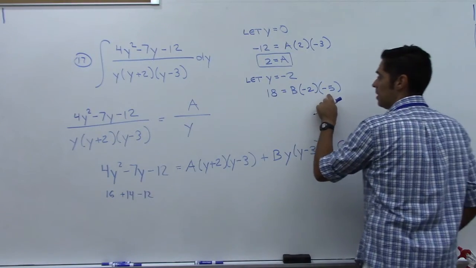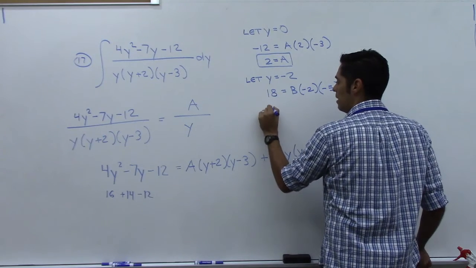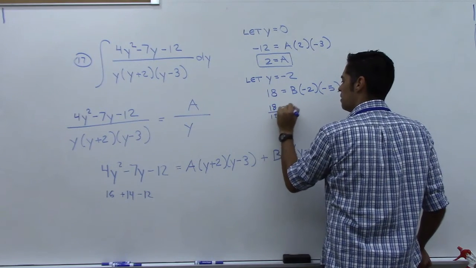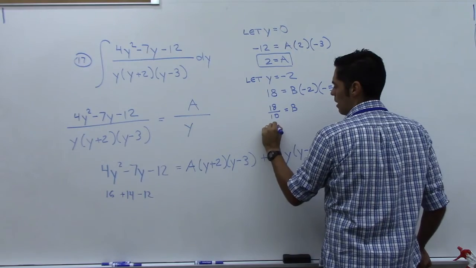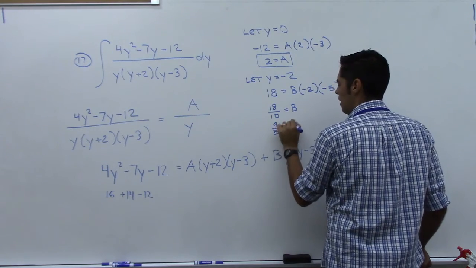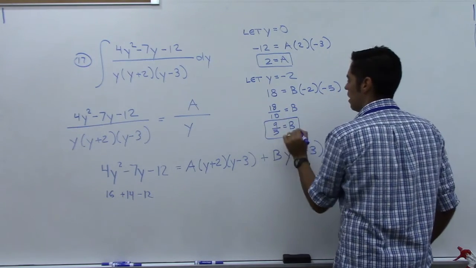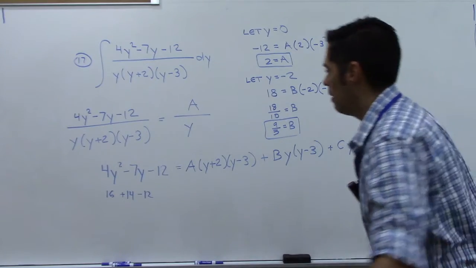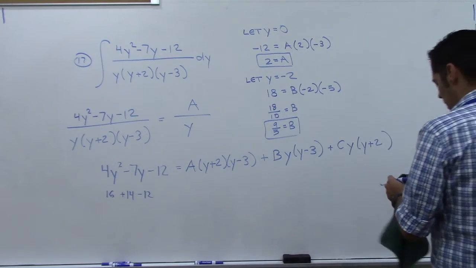These two multiply to give me 10. Divide through, I get 18 over 10 is b, and that's 9/5. So b is 9/5, a is 2. All right, let's try and get C now. So how can we get C?